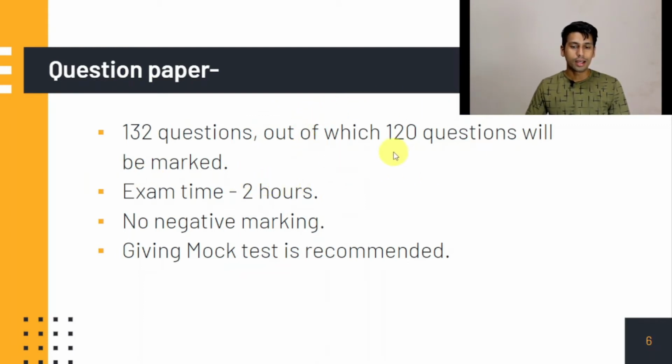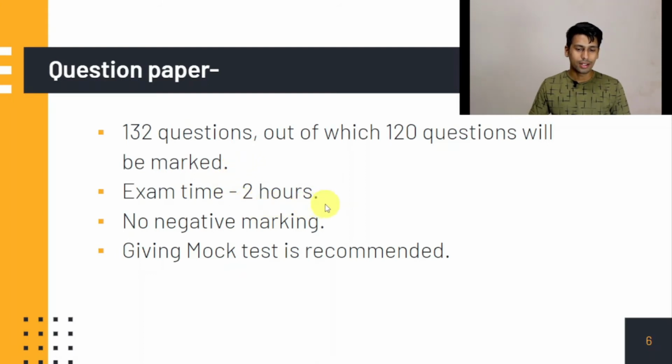What I mean to say is that the marking will be given only on 120 questions, but the total questions that you need to solve is 132. That means 12 questions are kept as reserve. In case any question is wrong, or any misprint happens through the CMT association, they will remove that question and bring in a reserve question, and they will give marking on that reserve question as well. So you need to solve 132 questions, but you will be given marking on 120 questions, and we don't know what these reserve questions will be, and we need to solve all 132 questions in just 2 hours. So you need to manage time in order to complete the exam.